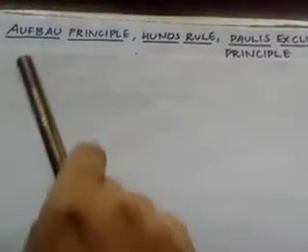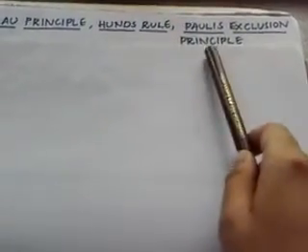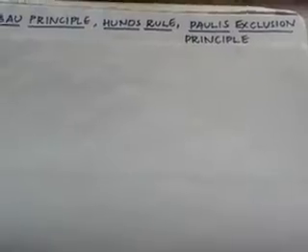Today we are going to discuss the Aufbau principle, Hund's rule and Pauli's exclusion principle from the chapter Structure of Atom.